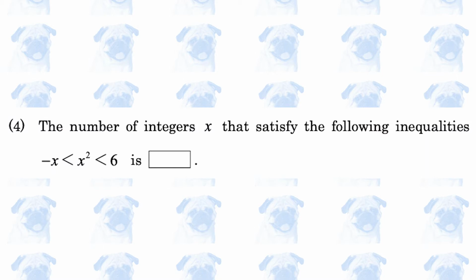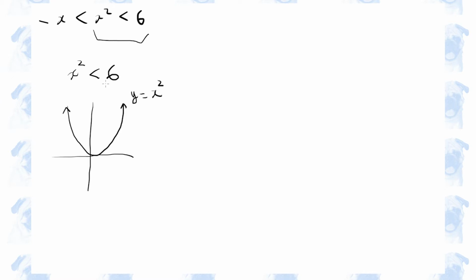Number 4. We have an inequality, so let's begin with this part. When you're dealing with inequalities, it's always a good idea to draw a quick sketch, and this has to be less than 6. So x should be between this point and this point.